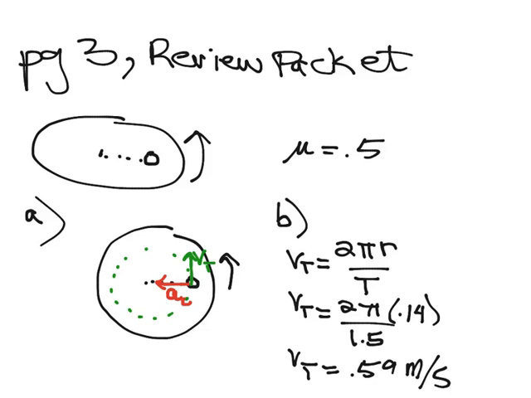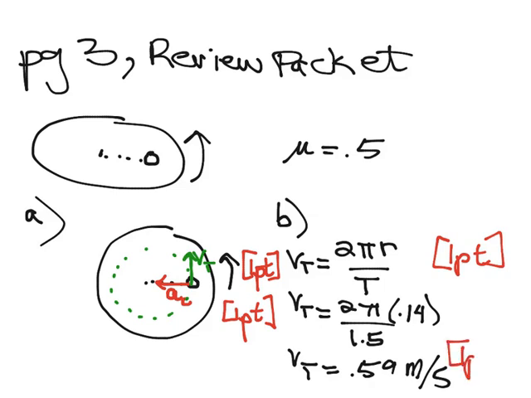All right, so in terms of grading, give yourself 1 point if you indicated the correct direction for ac and 1 point if you indicated the correct direction for vt. For part B, if you used 2 pi r over t, give yourself 1 point, and if you got the correct answer, give yourself 1 more point.